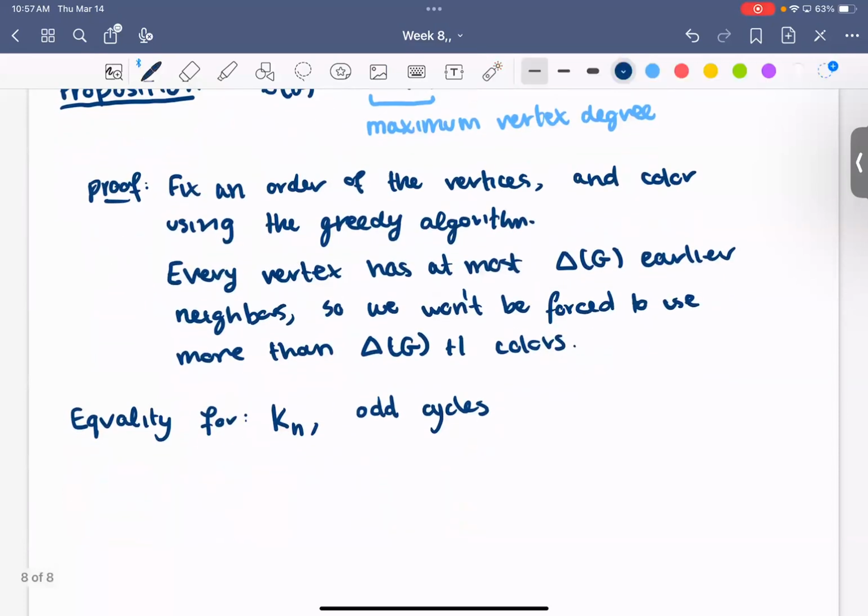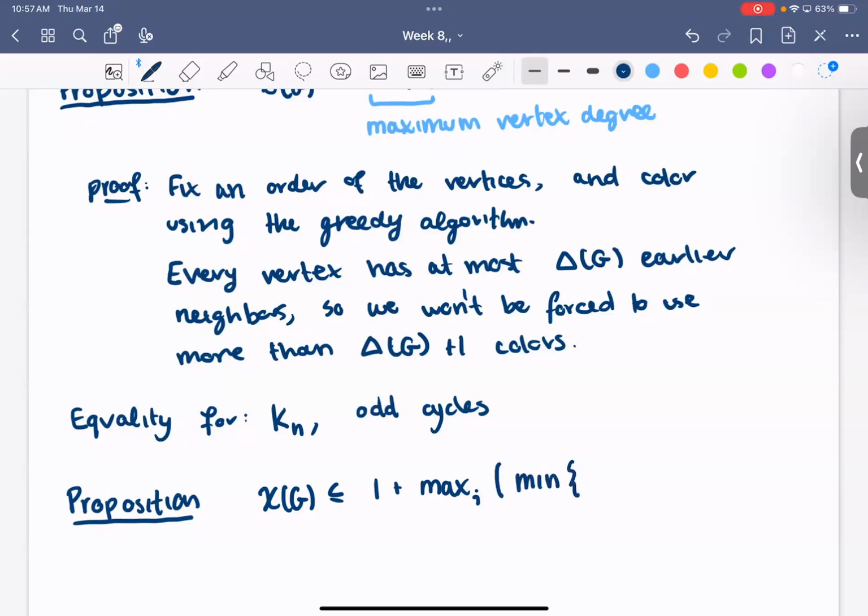So for this, we have that chi of G is less than or equal to 1 plus the maximum of the minimum of d sub i and i minus 1. Where, what is d sub i? I'm going to list out the vertex degrees of G in non-increasing order. So d sub 1 is going to be the biggest one, and go up to d sub n.